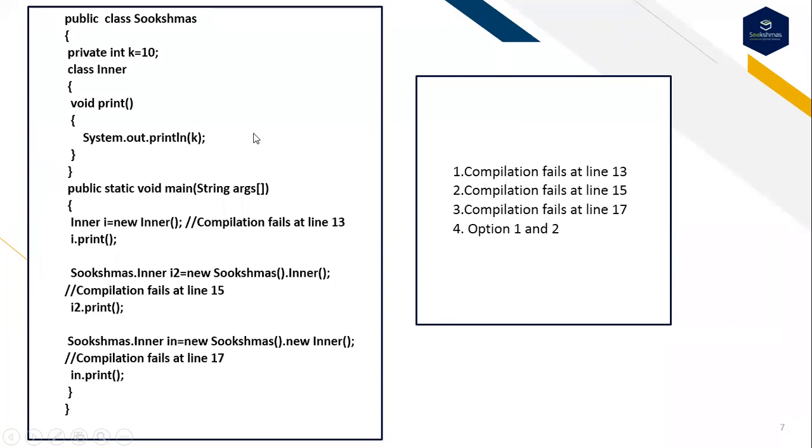This is the next question. Public class Sookshmas, private int k is equal to 10. Class Inner. This question belongs to the inner class concept. Class Inner, void print, and public static void main, where execution of the program begins. I have created an object for the inner class, and I'm asking whether compilation fails at line 13 or not. Next, Sookshmas.Inner, creating the reference for the inner class and creating an object with new Sookshmas.Inner. And I'm asking whether compilation fails at line 15 or not. Then I have created an object for the inner class: Sookshmas.Inner in is equal to new Sookshmas object.new Inner.